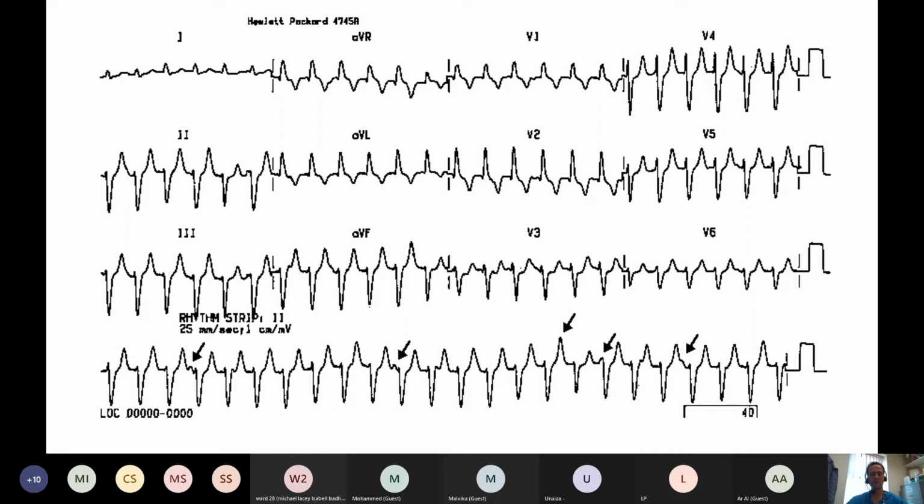So, do you think this is a VT, or do you think this is a supraventricular tachycardia? And can you tell me anything that helps you one way or another? Do you think it's got broad QRS complexes?